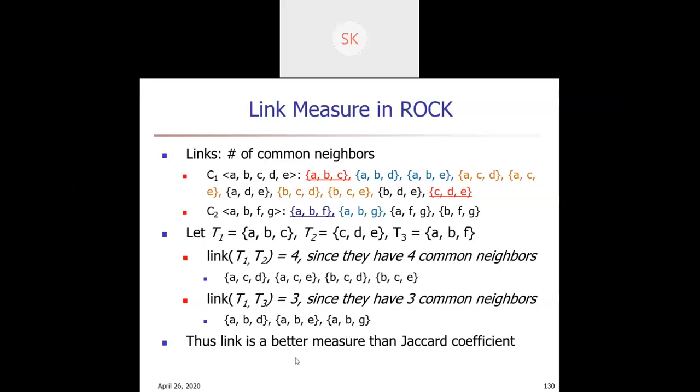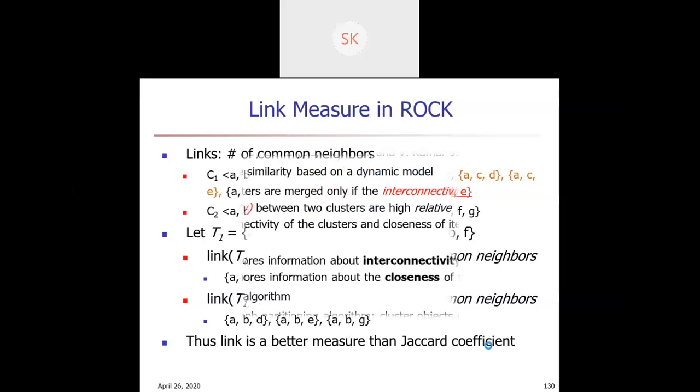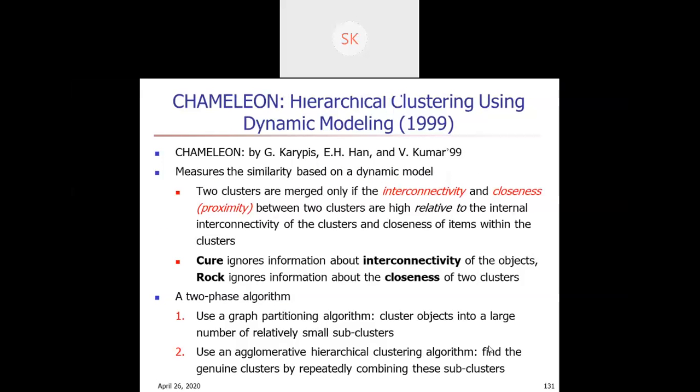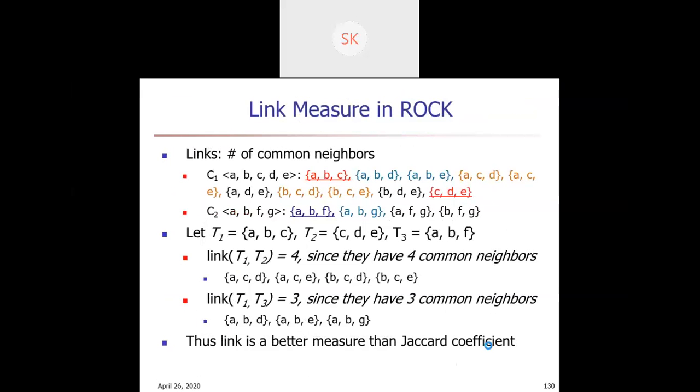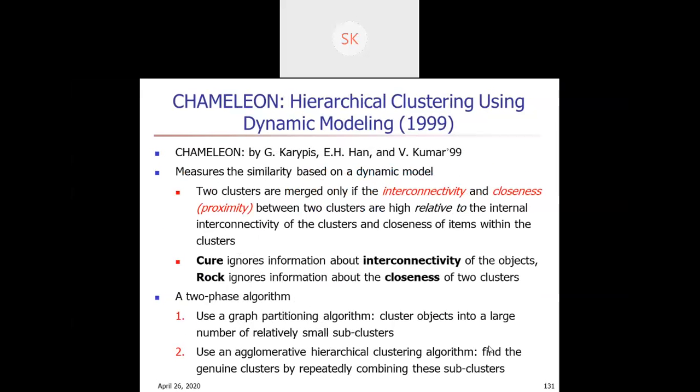So the link is a better measure than the Jaccard coefficient. Instead of the Jaccard coefficient, measuring the links will be better, since more common neighbors are there.